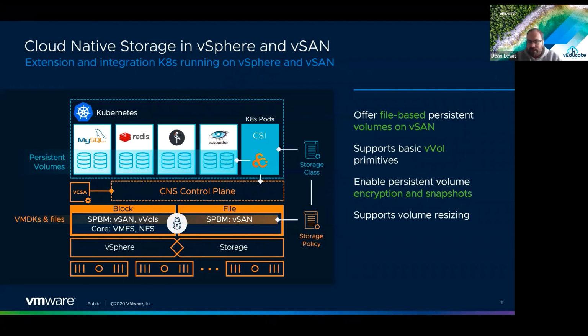As you can see, there's a couple of capabilities there on the right-hand side. We offer file-based persistent volumes on vSAN, which is available in vSphere 7. We support vVols at the moment, and we'll be expanding that capability going forward. We also support encryption and snapshots. And one of the important things, volume resizing. If in your application you create a volume at 100 gig and you need to extend that, same as you would previously in virtual machines, you can do the same as well.